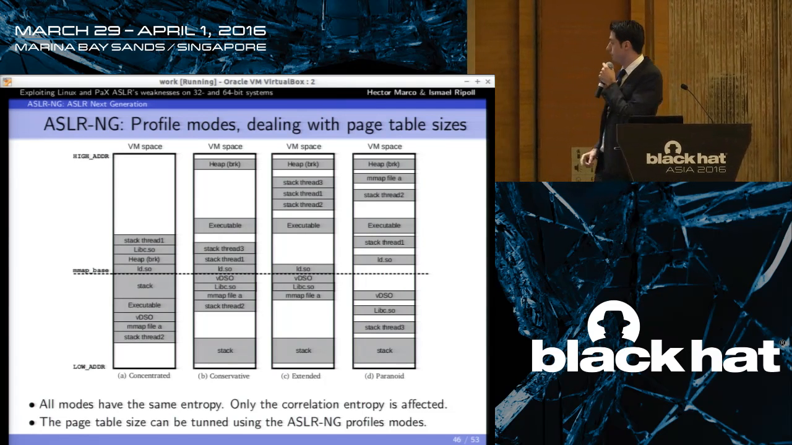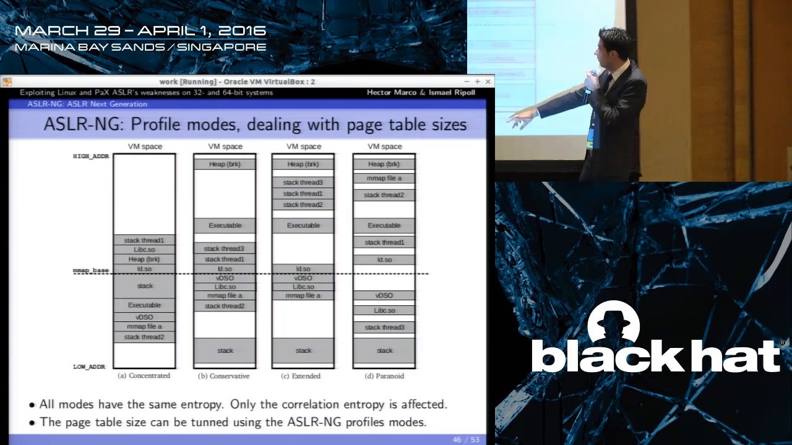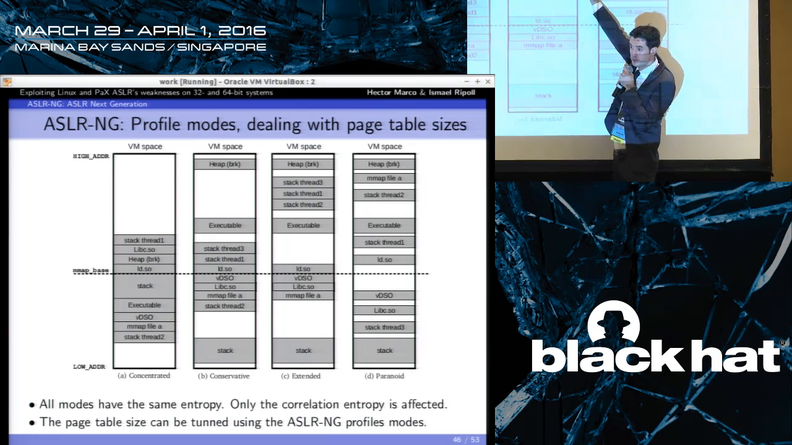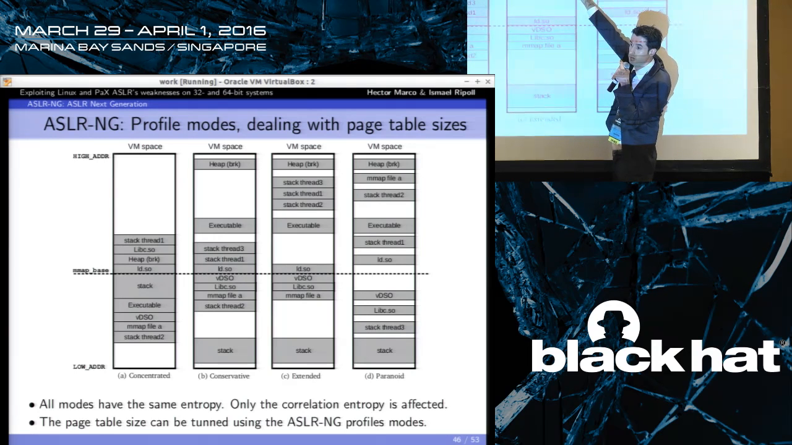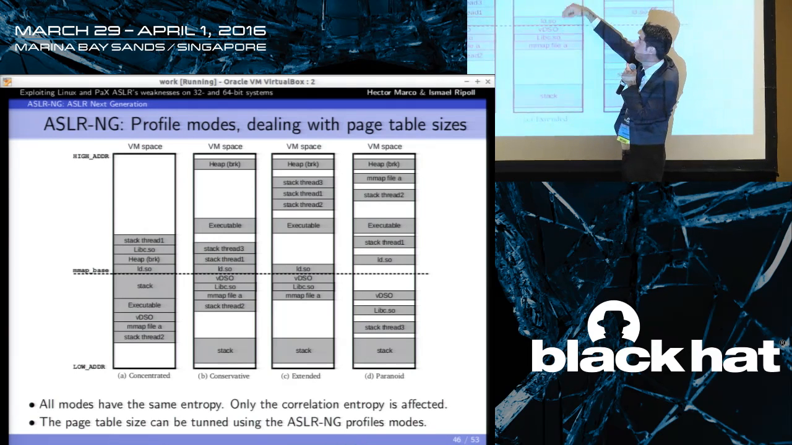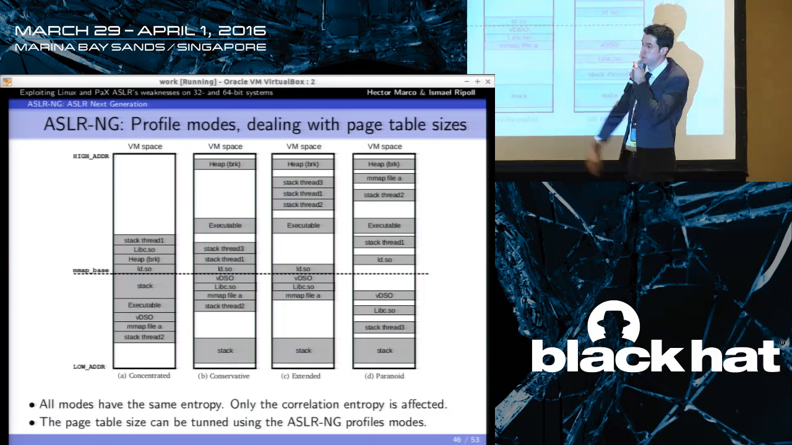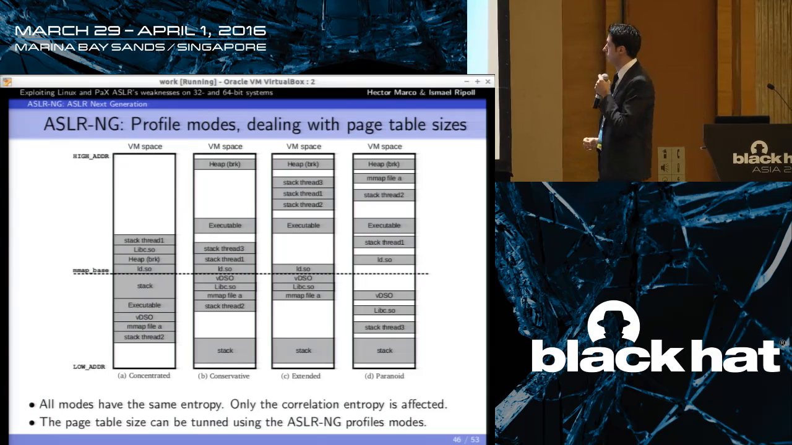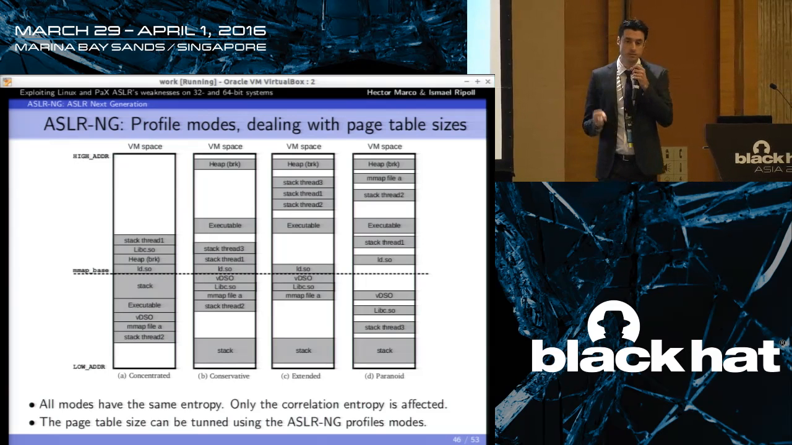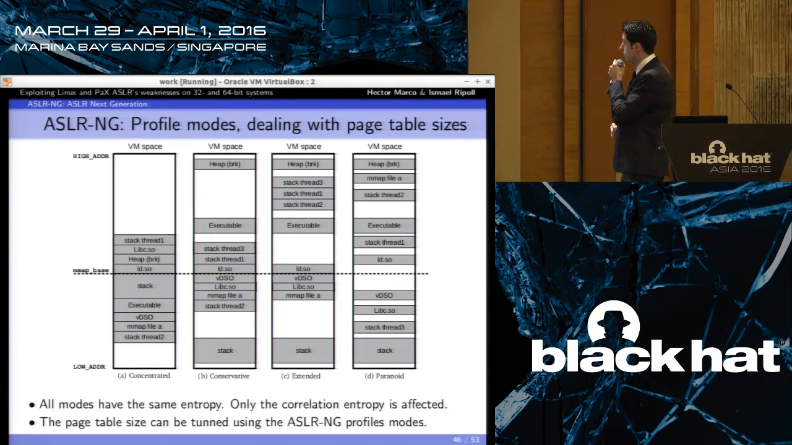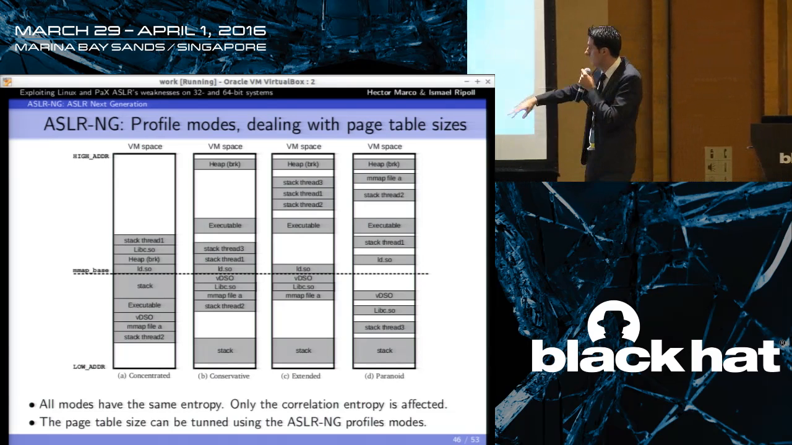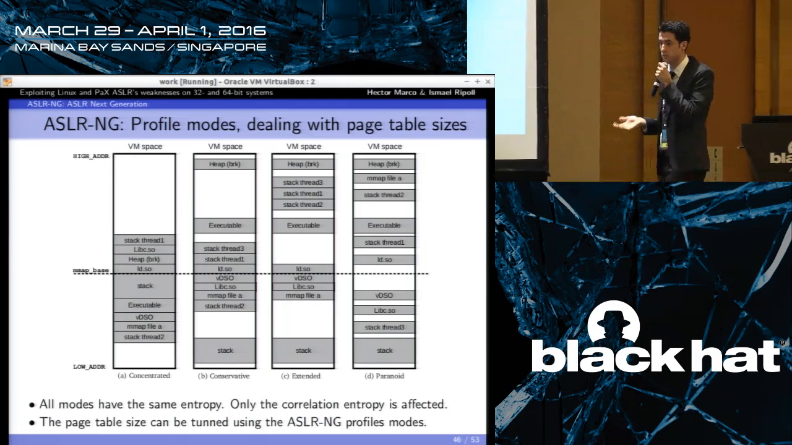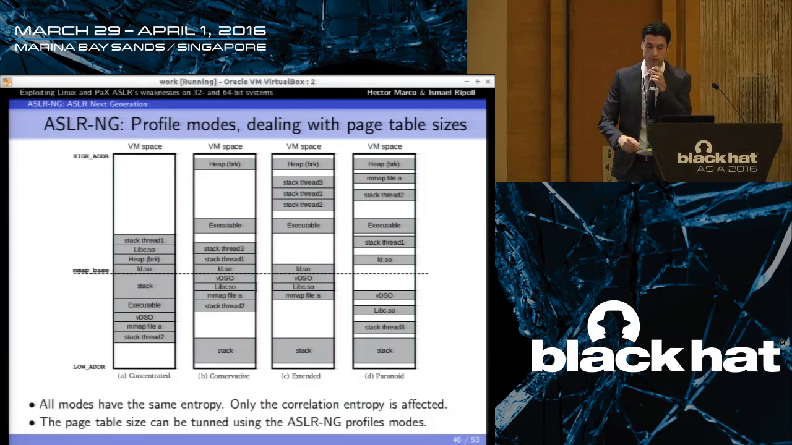So we created the extended mode, which, for instance, puts all the thread stacks together in order to avoid correlation attacks between stacks and libraries, or attacks from stack to executable. Okay? And the paranoid mode, which basically is the most secure, but is the most page table size consuming, because all objects are isolated from each other. So there is no correlation between any objects. So this solves the correlation weakness.